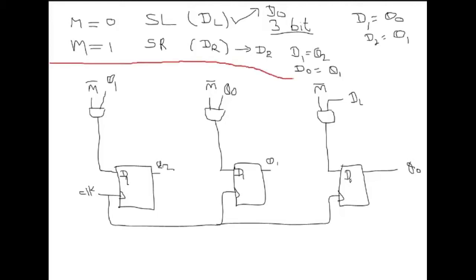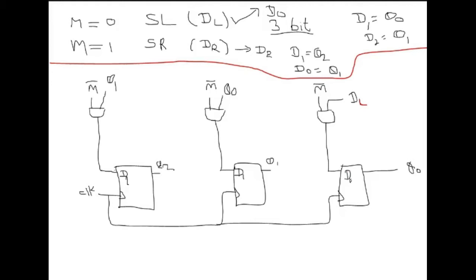For the shift left operation, we need to provide the input to my circuit from the right side, and that is shifted toward the left. So we have provided this input DL to my D0 when M is equal to 0 and Q0 is connected to D1.